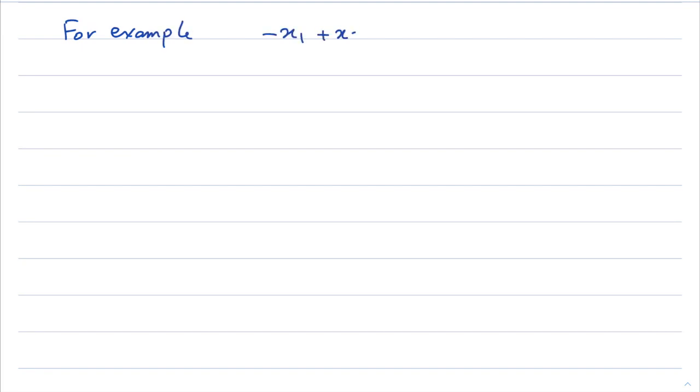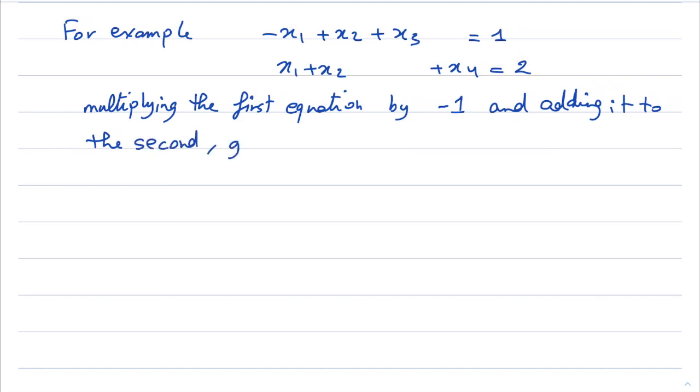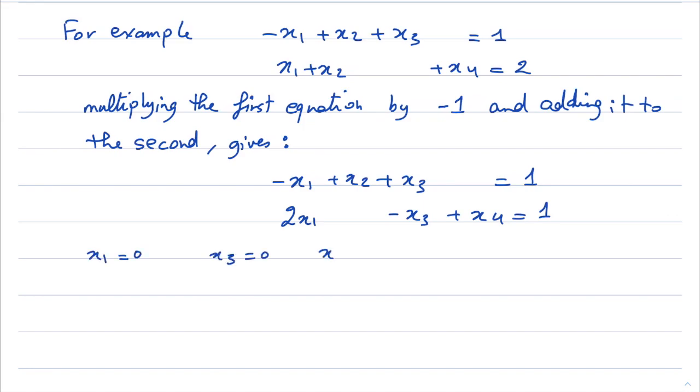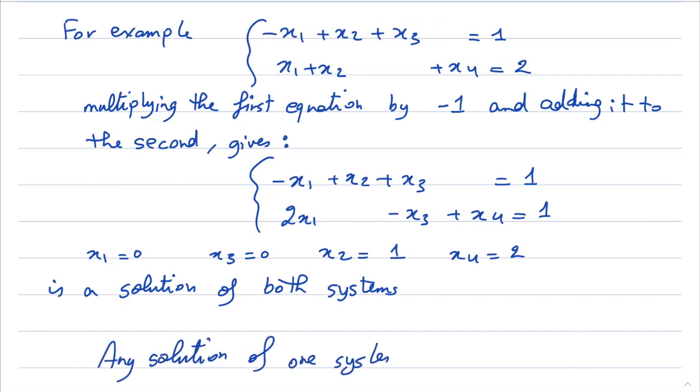So for example, we have minus x1 plus x2 plus x3 equal to 1, x1 plus x2 plus x4 equal to 2. If we multiply the first equation by minus 1 and add to it the second equation, we get minus x1 plus x2 plus x3 equal to 1, 2x1 minus x3 plus x4 equal to 1. If we put x1 equal x3 equal to 0, we will get x2 equal 1 and x4 equal to 2. This is a solution of both systems. Any solution of one system is a solution of the other one.